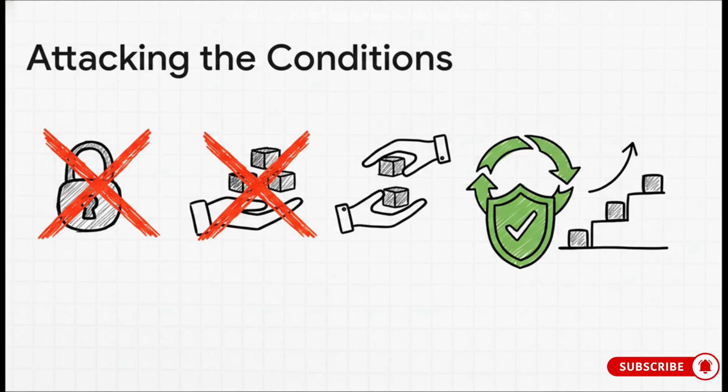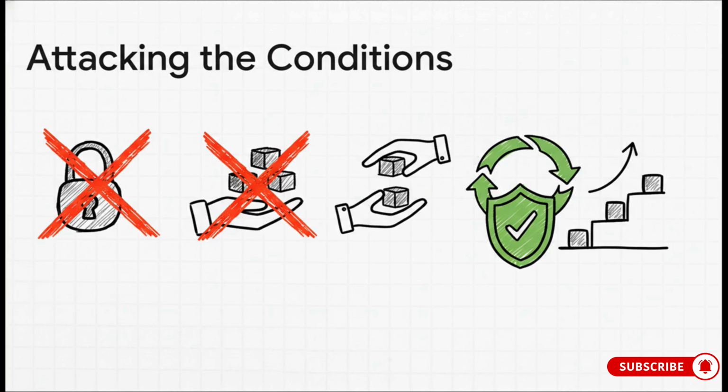Well, we can try to attack each of the 4 conditions. We could try to eliminate mutual exclusion by making everything shareable. But like we said, that's just not possible for things like printers. Or we could attack hold and wait. We could make a rule that says a process has to request every single resource it will ever need right at the very beginning. But that's incredibly inefficient. A program might hold on to a printer for hours, even if it only needs it for the last 5 seconds of its run. What about no preemption? We could let the OS forcibly take resources. But this is really complex to implement correctly and can lead to corrupted data.